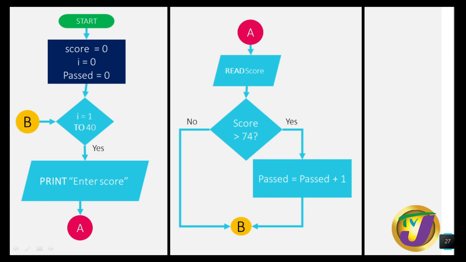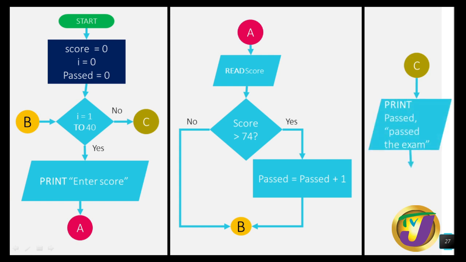And as long as we are within the limits of 1 to 40, then we will always come back to our loop. And the connectors have been labeled B, etc., A, so that you can see what's going on. At the point at which I becomes 41, we have to exit the loop. And that is where a connector leads you straight to the end of your program. In this case, it's C. And we finally print passed. Print passed the exam, or however many have passed the exam. Same thing as in the pseudocode.